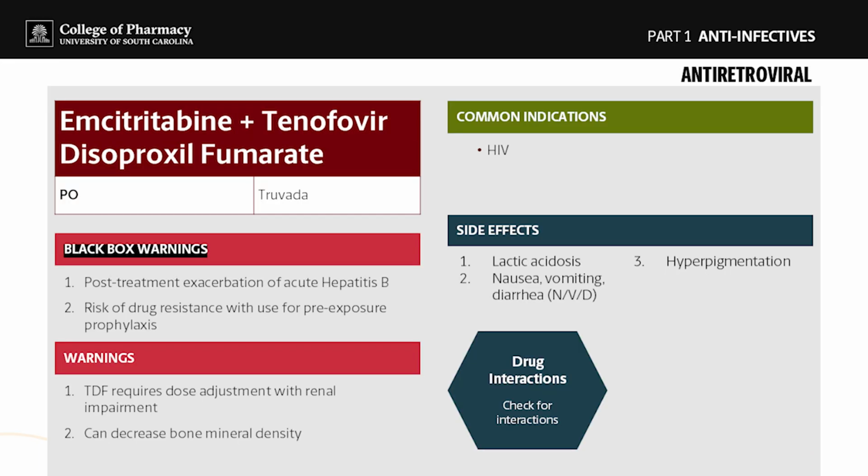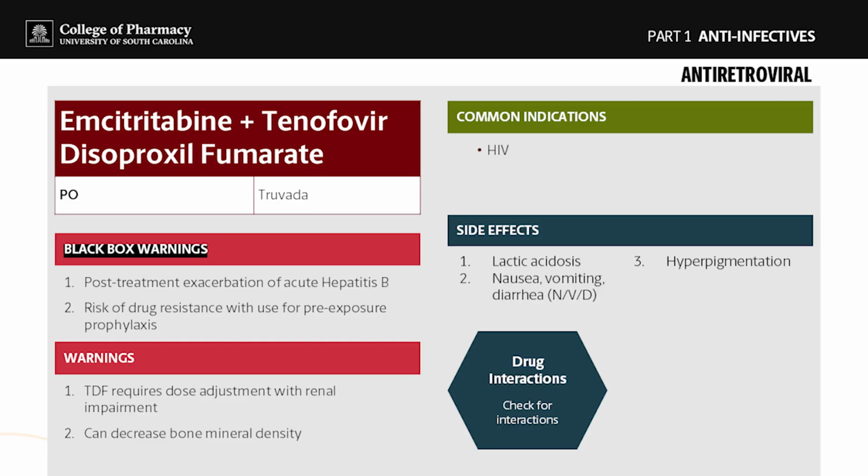Okay, let's look at the antiretrovirals. Emtricitabine plus Tenofovir Disoproxil Fumarate. So this is a long name, and I said it very slowly to try to get the pronunciation out there, and I may have butchered that, but we tried it.